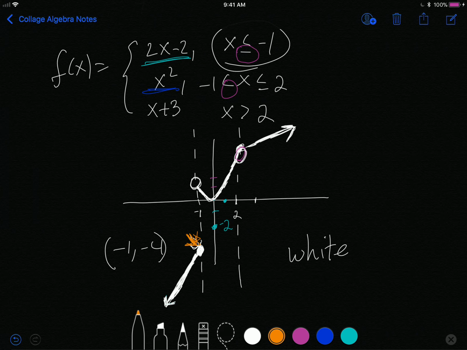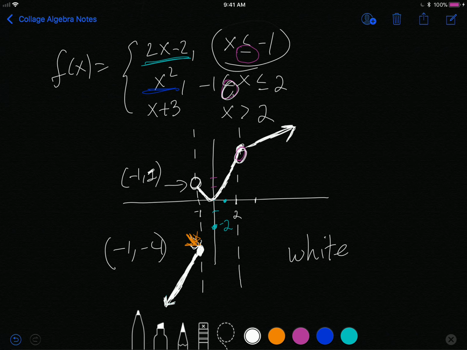Then the next one right here, I will plug -1 into the x squared. Notice right here it's not equal to, but still I plug it into the x squared anyways. And when I plug -1 into x squared, I get 1. So the coordinates of this open circle is -1, comma, 1. Yes, an open circle can have coordinates.